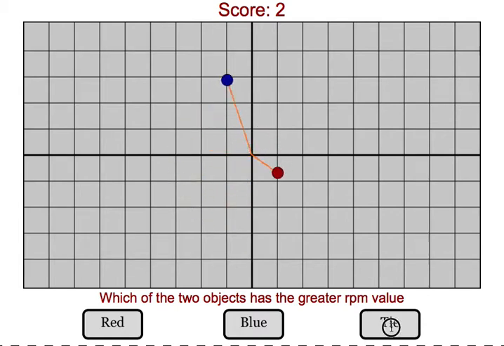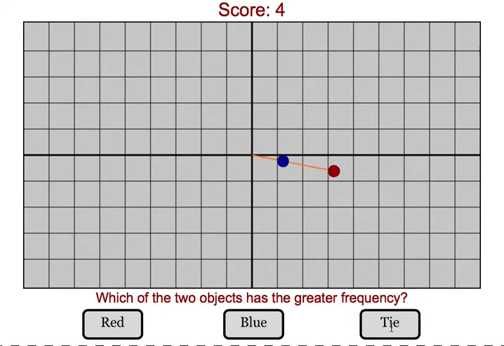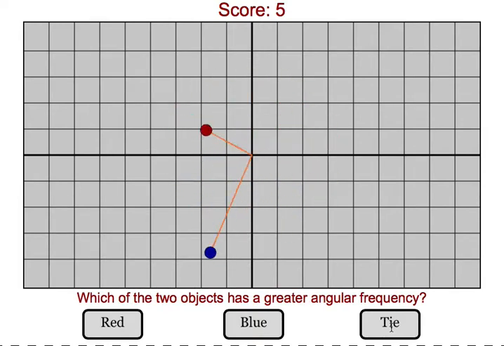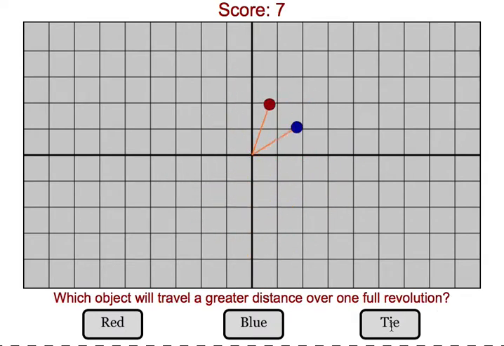Same thing in this example. Which one has a greater angular frequency? Again, we look and they're locked together in terms of their angular motion, so it's again a tie. Regular frequency, again a tie. Angular frequency, tie. Angular speed, tie.